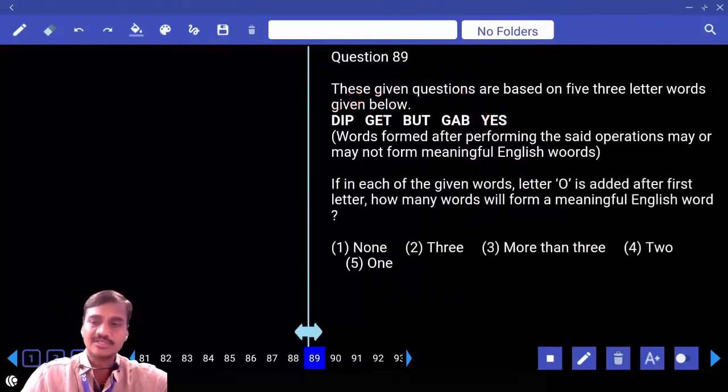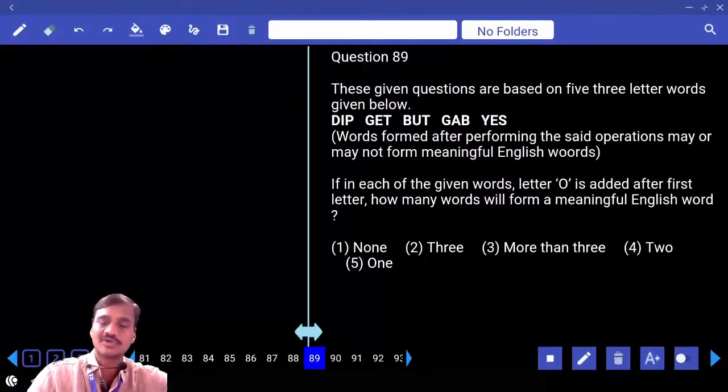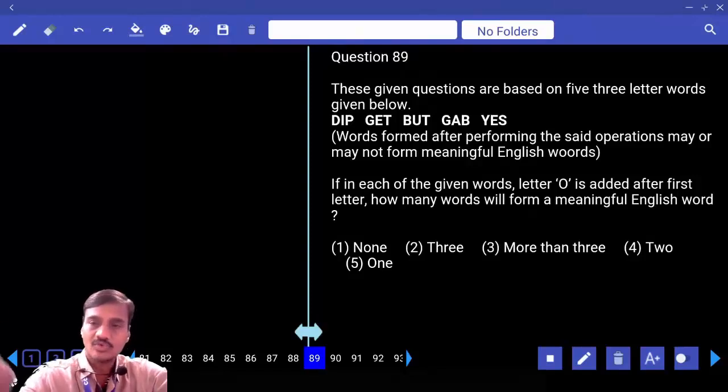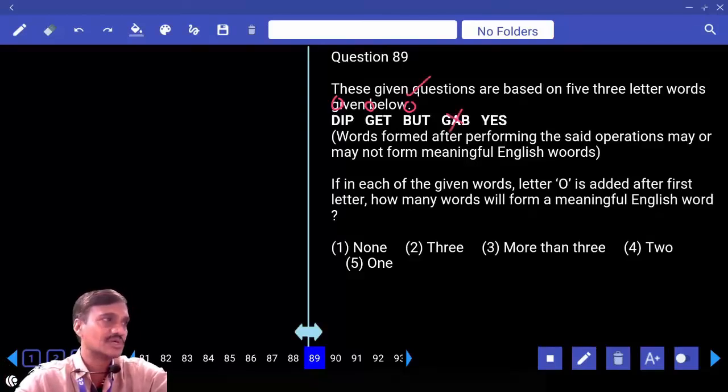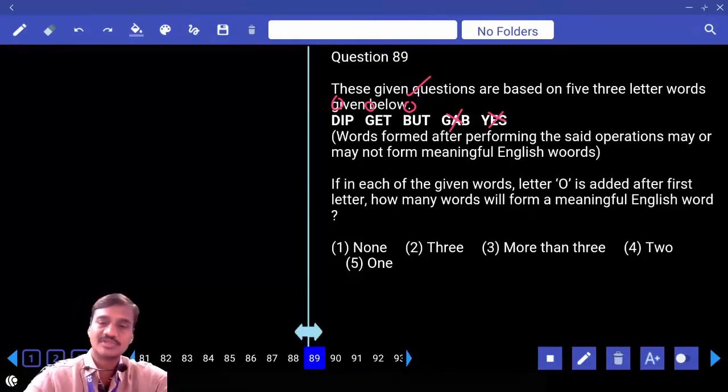89. In each of the given words, O is added after the first letter. How many meaningful English words can be formed? O is added: D-O-I-P and G-O-E-T and B-O-U-T. B-O-U-T, is there a word or not? Bout. B-O-U-T, bout is a word. G-O-A-B, it's not a word. And Y-O-E-S, it's not a word. So how many meaningful words? Only 1 meaningful word, that is choice 5.